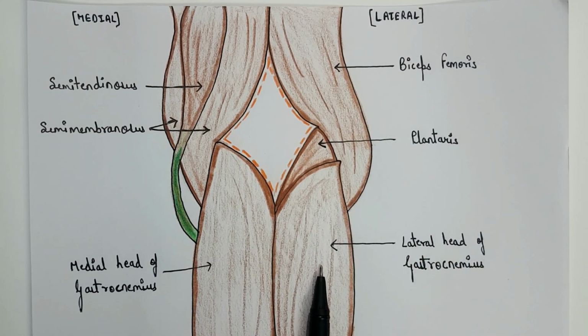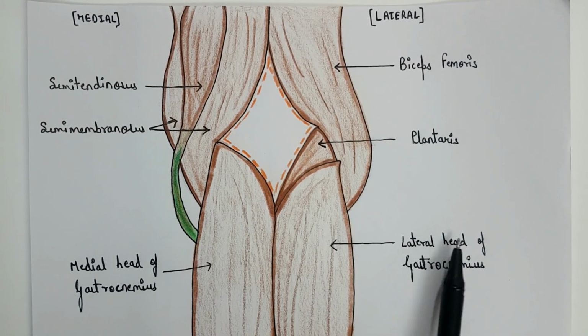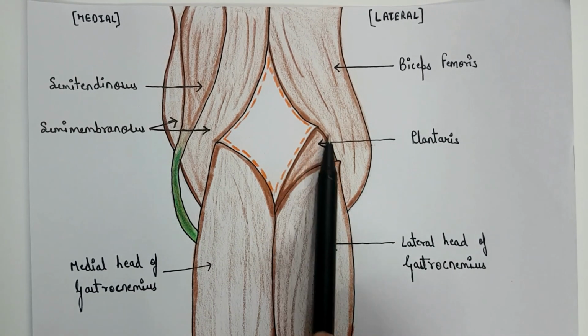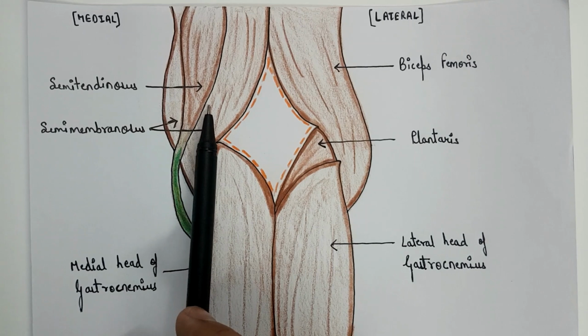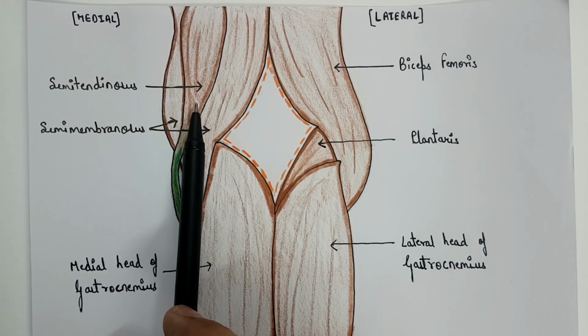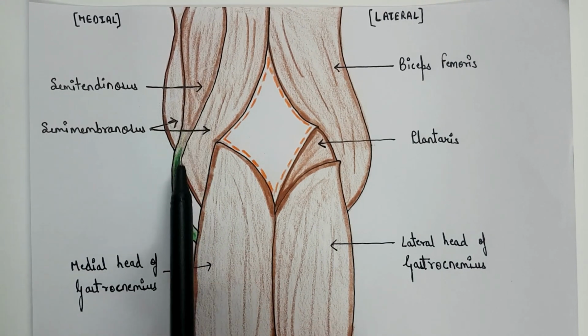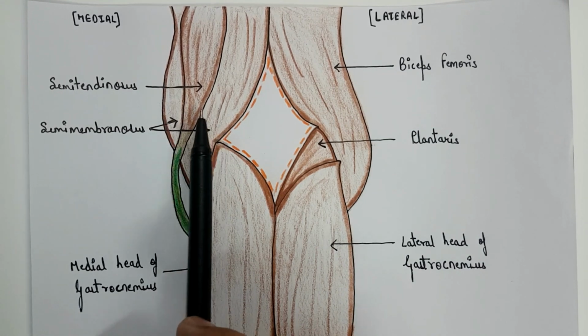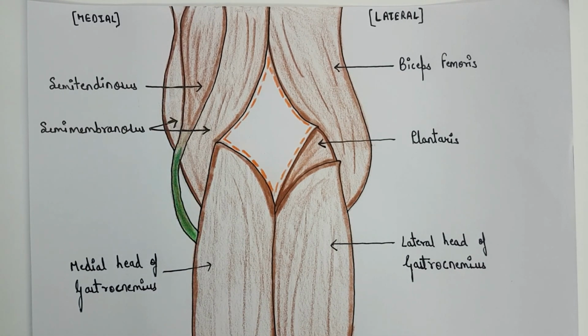This is the inferolateral boundary formed of the lateral head of gastrocnemius and supplemented by the plantaris muscle. This right here is the superomedial boundary formed of the semitendinosus, that is this one, and this is the semimembranosus muscle. It is supplemented by 3 muscles, that are the gracilis, sartorius, and the adductor magnus muscles. And this right here is the inferomedial border formed of the medial head of the gastrocnemius muscle.